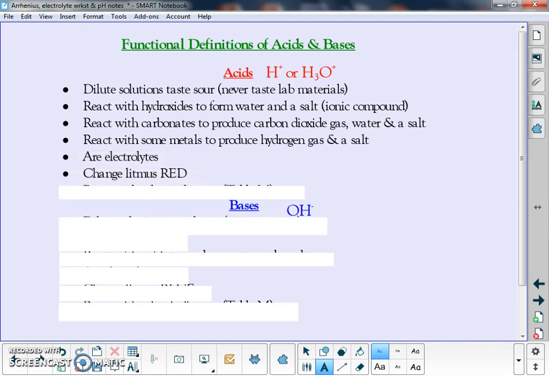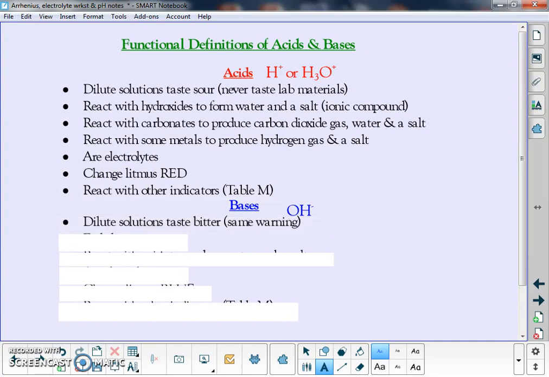Acids will change litmus red. Acids turn red. And they also will react with other indicators. Now, bases, they taste bitter, but you don't want to taste them because most bases are poisonous. So don't taste too many bases. Bases will feel slippery because what they're doing is they're combining with the oils on your hand and producing soap. That's an organic reaction called saponification.